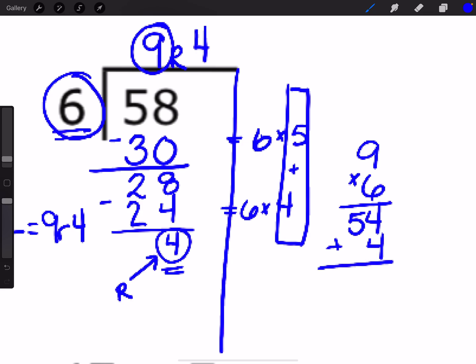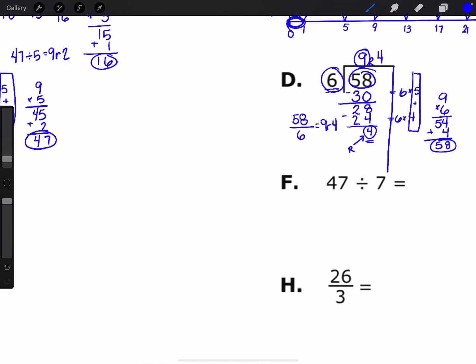And then I'm going to add the remainder, which is 4. And this should be my dividend. 4 plus 4 is 8. 5 plus 0 is 5. If this is my dividend, I did it right. Good job, guys.